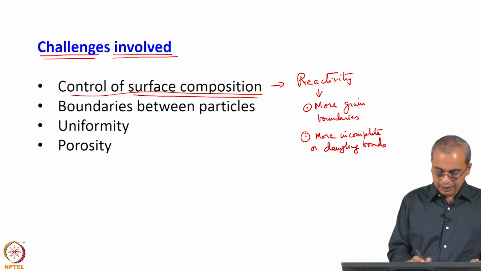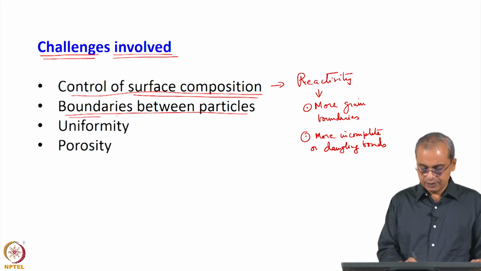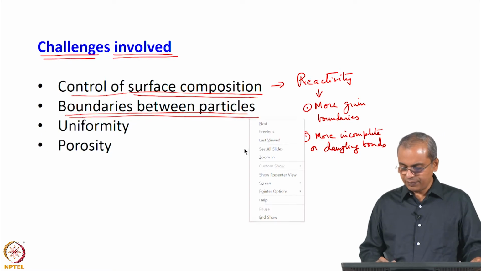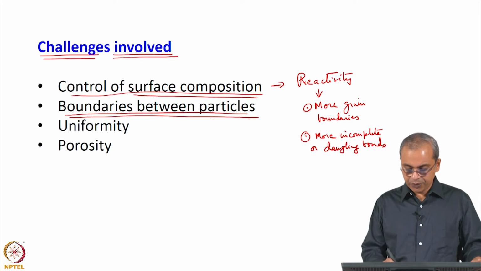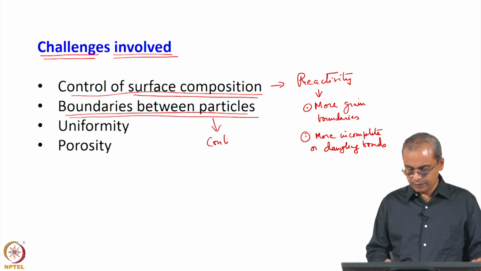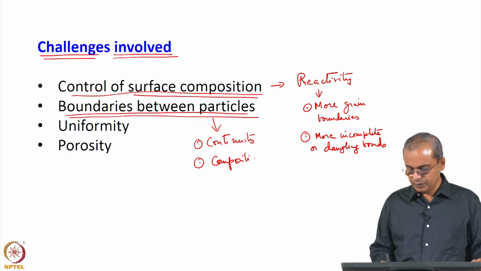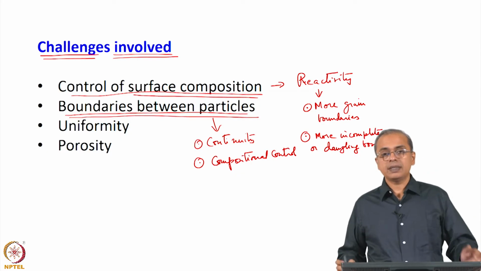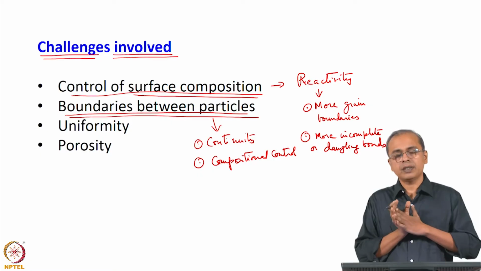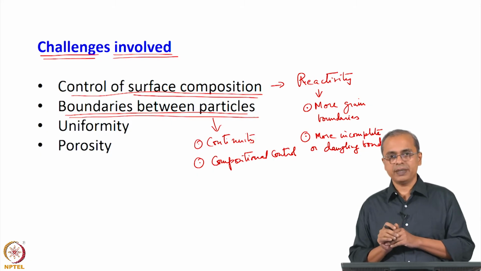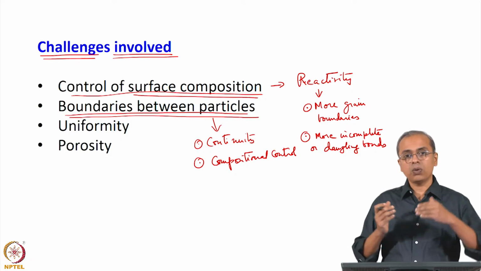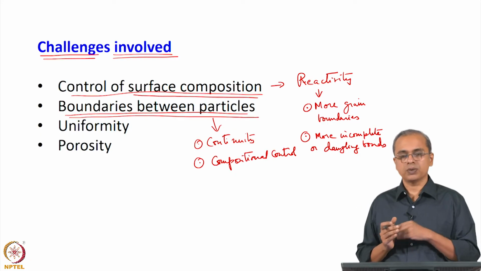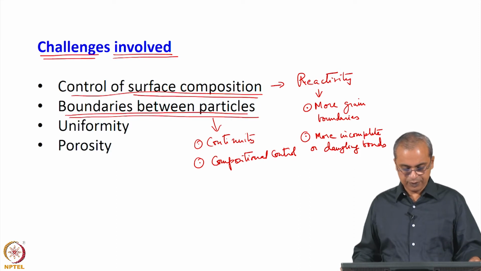Boundaries between particles. Again same issue, you want continuous boundaries, and you want compositional control. So, you want the bonding between the particles to be very strong, so that it comes across as like a continuous material, continuum should be there, and you do not want an oxide layer in that boundary, so to speak. So, this is a situation that you have to face.